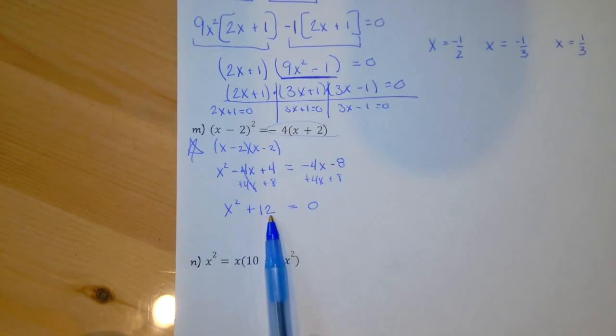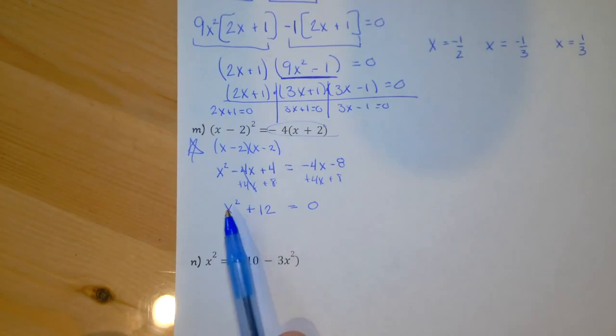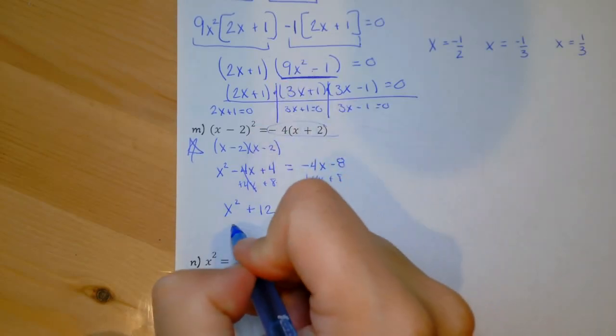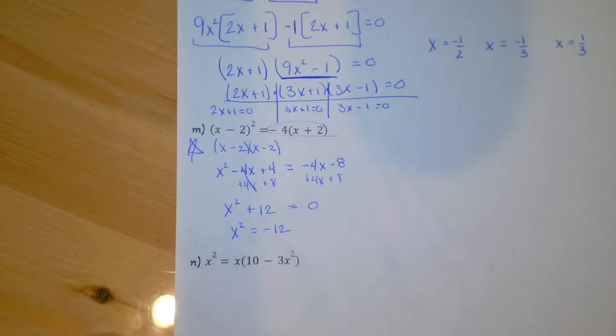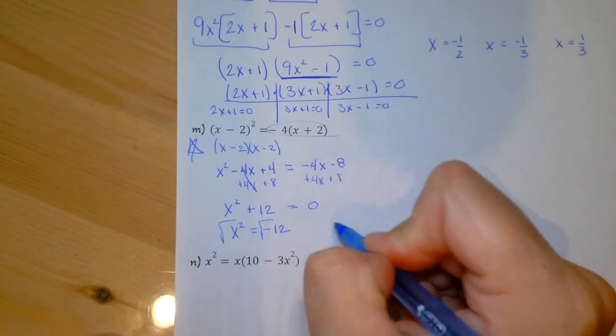Okay, now this one's a little different. I don't have a GCF. I don't have a difference of perfect squares, and I don't have a sum of perfect cubes. How the heck are we going to solve this one? Well, watch this. We're actually going to get that 12 back over here by subtracting 12, and then we're going to take the square root of that answer.